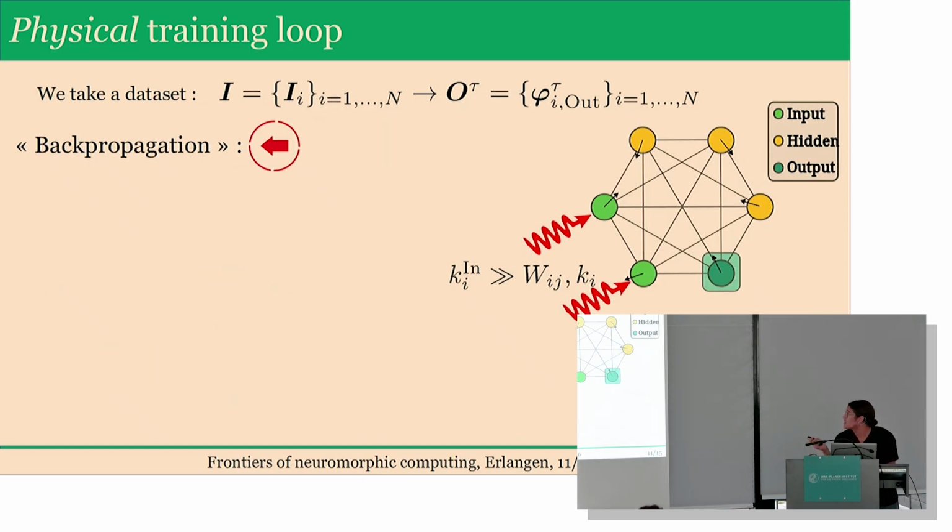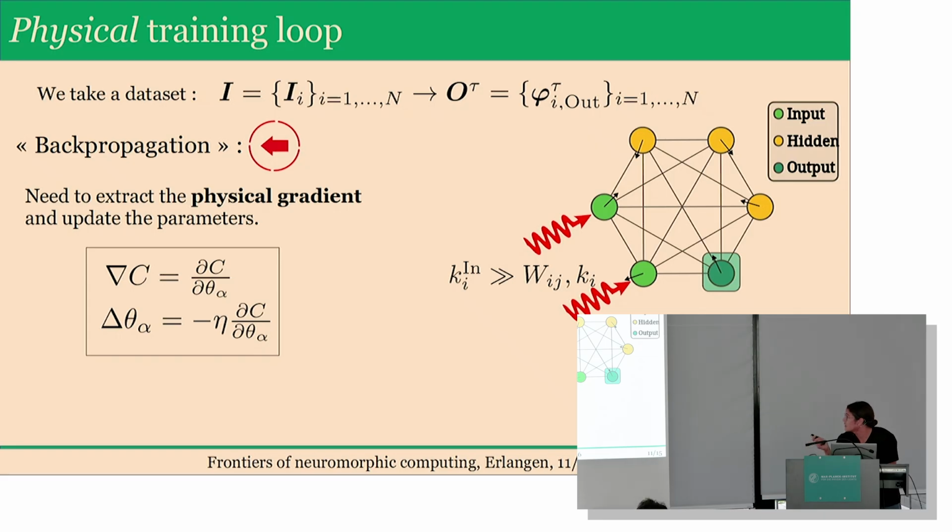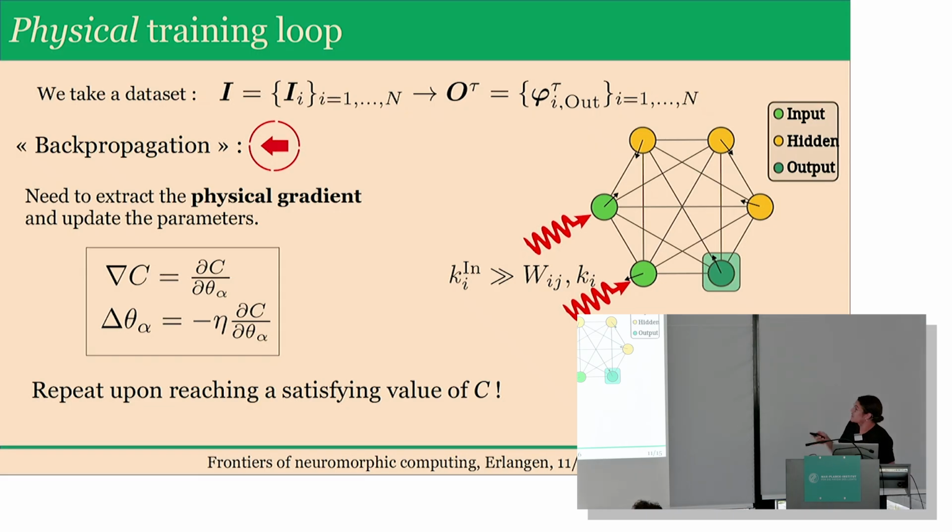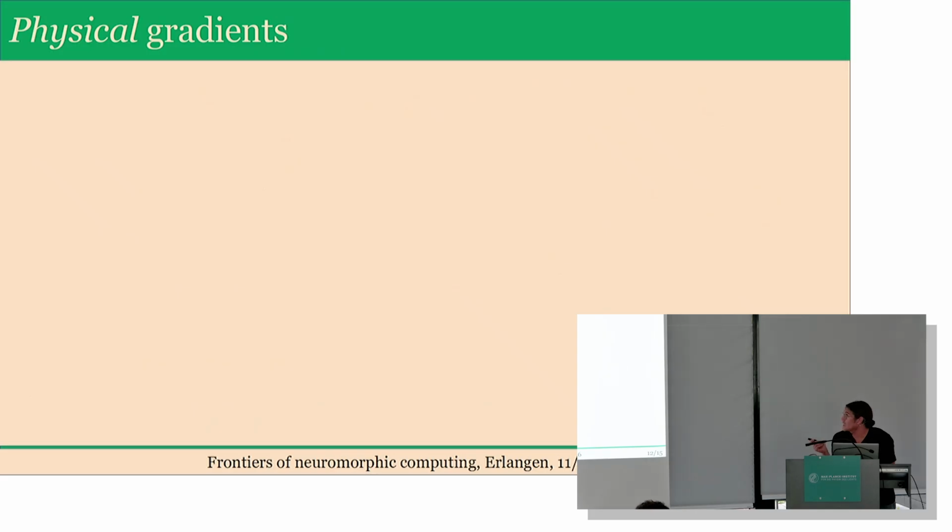Of course, being a physical system, the hard problem is extracting a physical gradient. But I will tell you more in a minute. The idea is that once you have the physical gradient, you just repeat until the cost function converges to zero. As I was saying, the physical gradient is one of the main problems for this type of implementation.